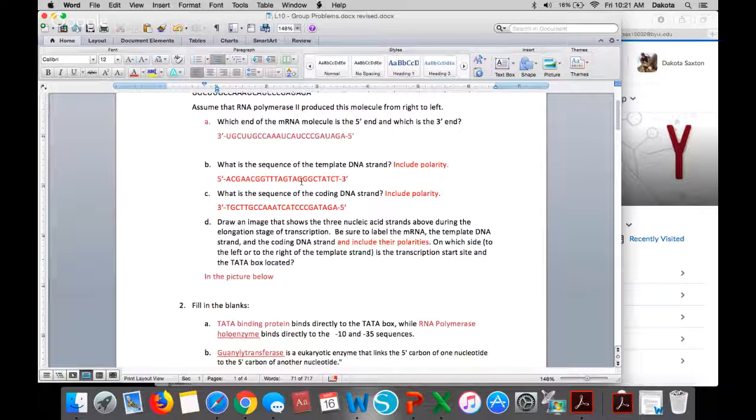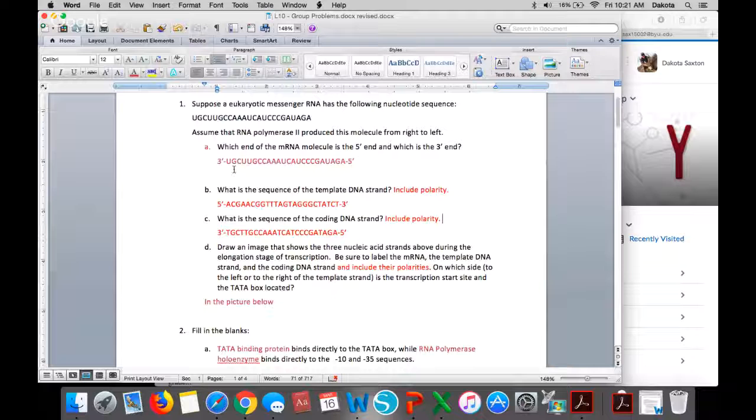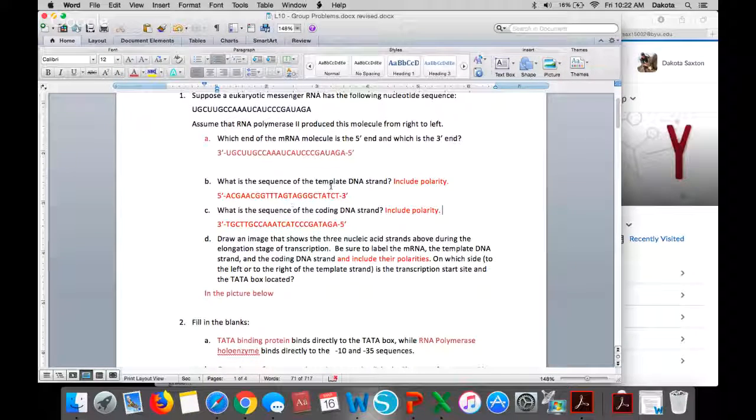What is the sequence of the template DNA? That's the opposite of the RNA. So wherever there's a U, you'd have an A, because an A would pair with a U. T goes to A. You go from there.